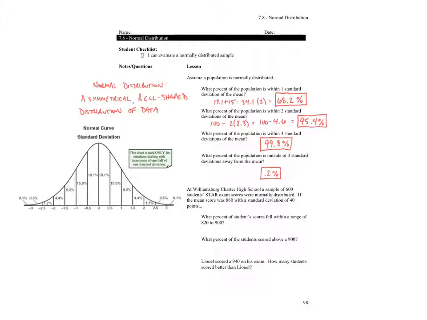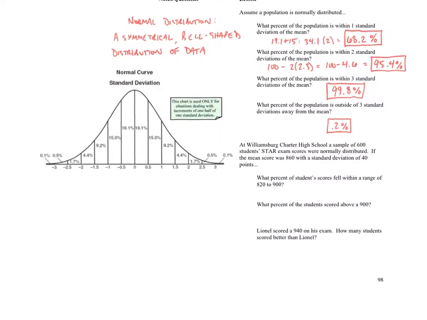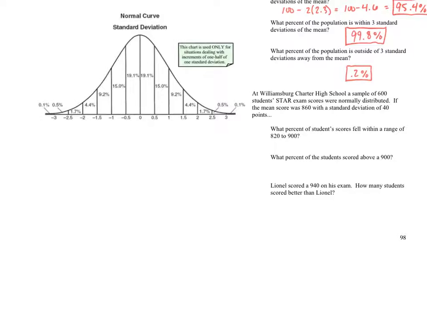So these are your outliers that really are just not consistent with the rest of the population. Now let's use our analysis of the bell curve in general and apply it to some problems where we might use a bell curve. At Williamsburg Charter High School, a sample of 600 students' STAR exam scores were normally distributed. That statement is there to let you know that when you compare these scores, you're using the normal distribution bell curve. You're using this standard bell curve.